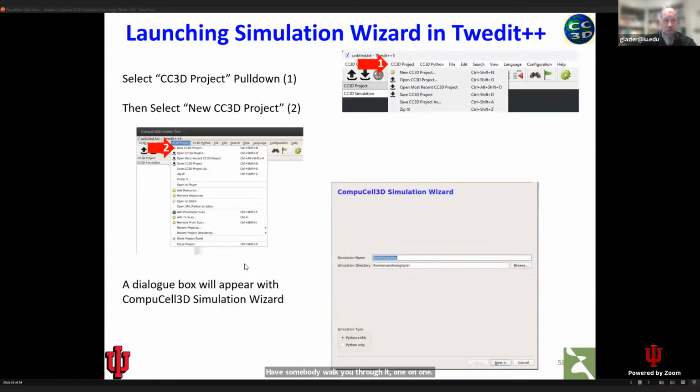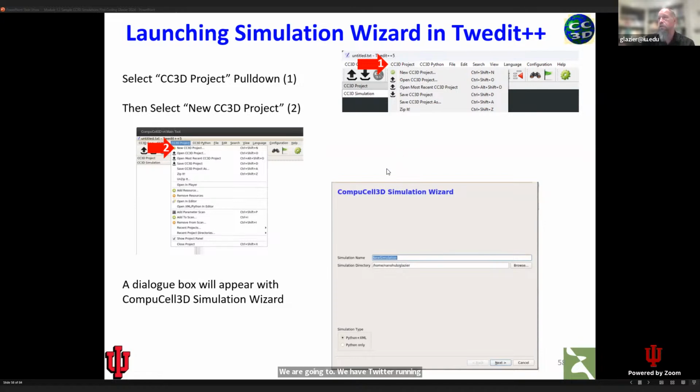We're going to use Wizard, which is a simulation tool. So I'm going to walk you through it just this way. And then I can come back and do it in Twedit myself. But let me walk you through it first. See if we can follow along. So we have Twedit running.